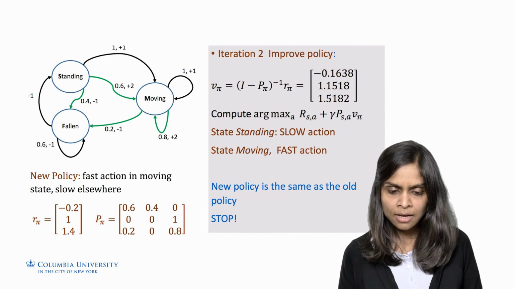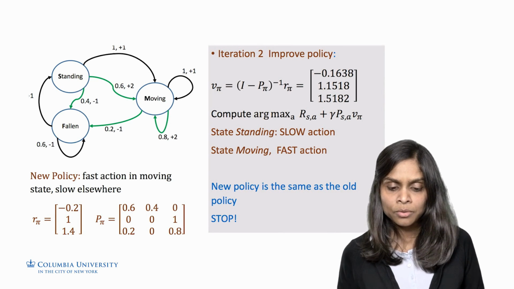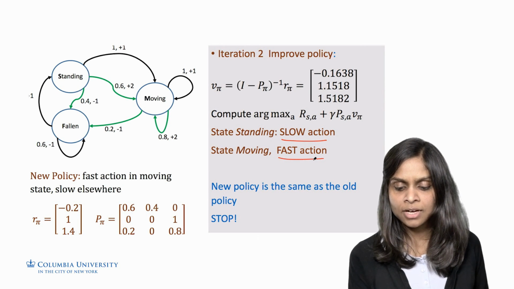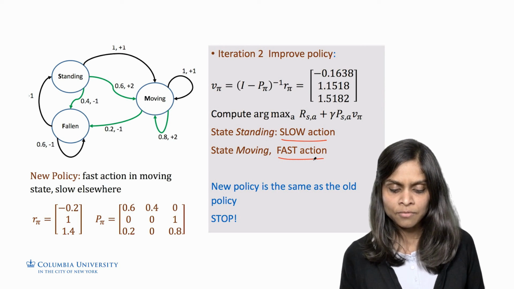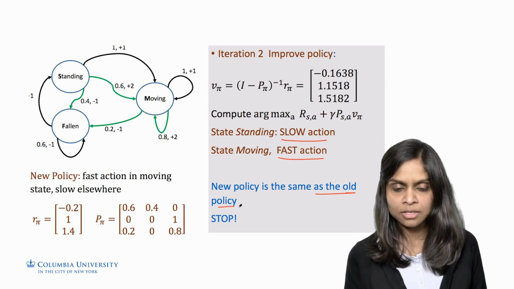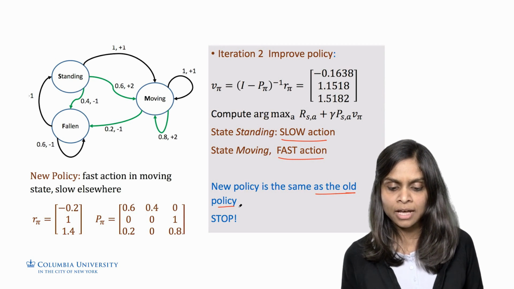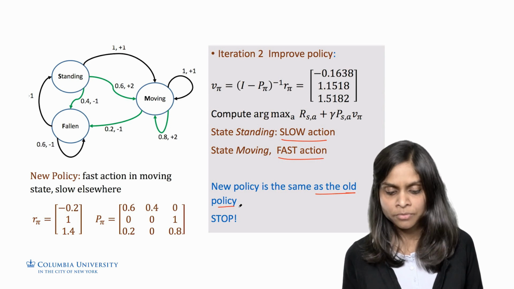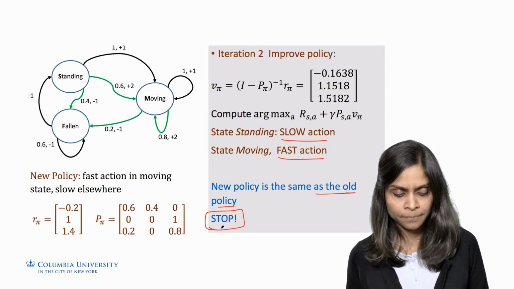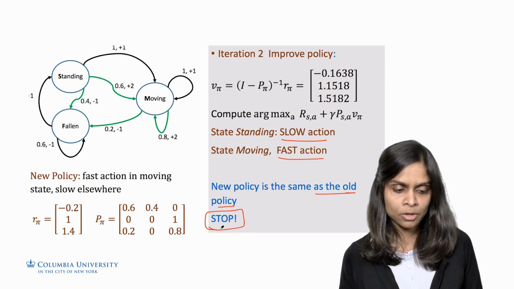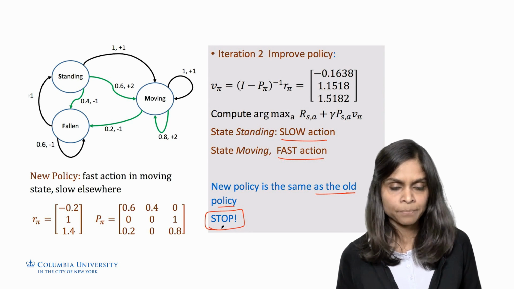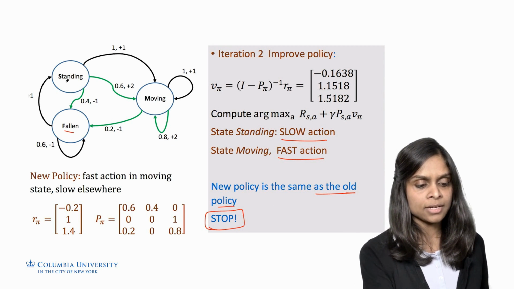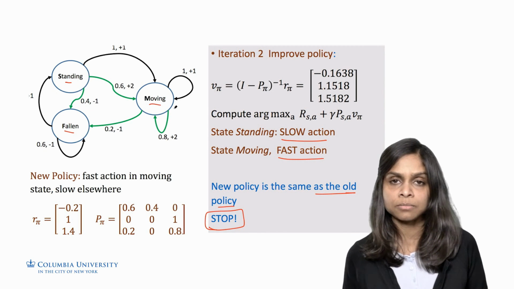So to summarize, at the end of iteration 2, we find out that we want to keep taking the slow action in the standing state and fast action in the moving state, which is the same policy as the old policy. So the value vector has not improved strictly. It is the same as before, the policy is same as before, and this is our stopping condition. So we have found the optimal policy for this MDP in 2 iterations. The optimal policy is to take slow action in both fallen and standing state and fast action in moving state.